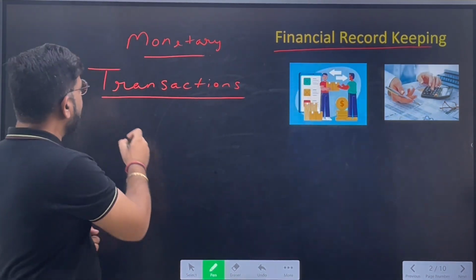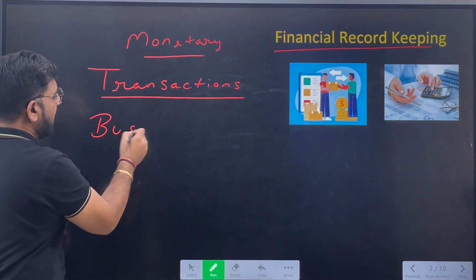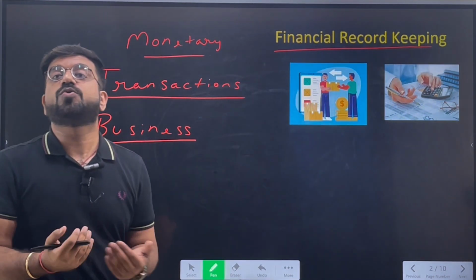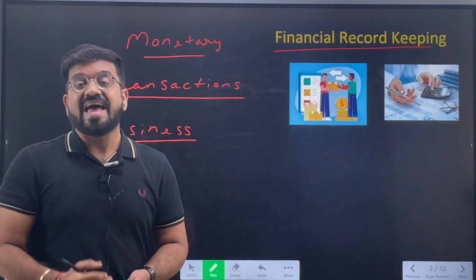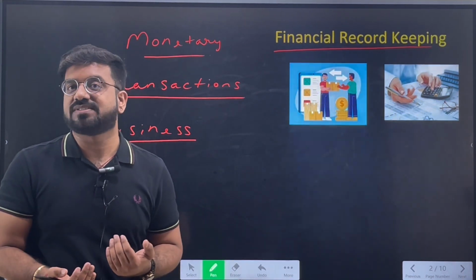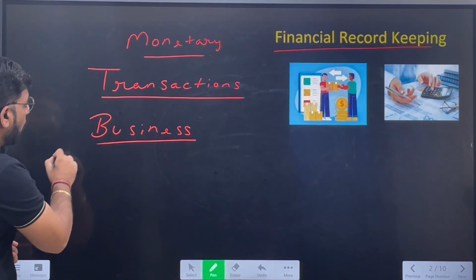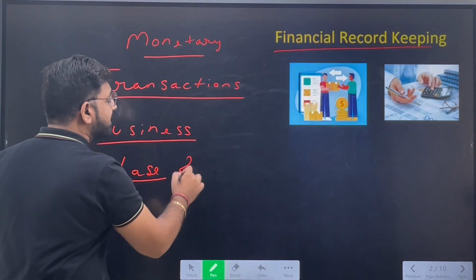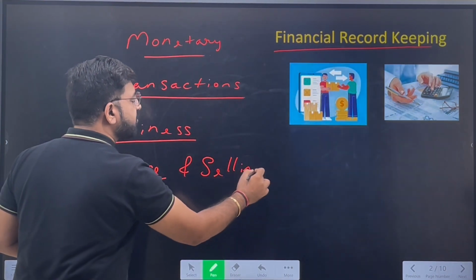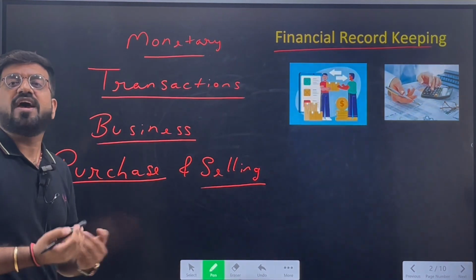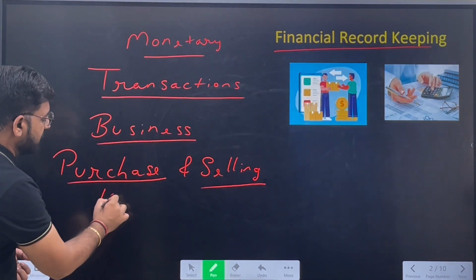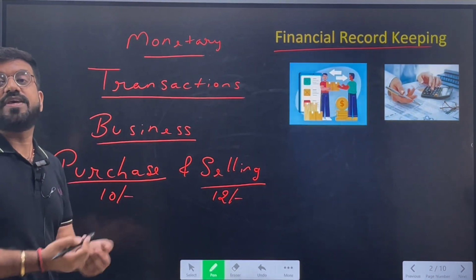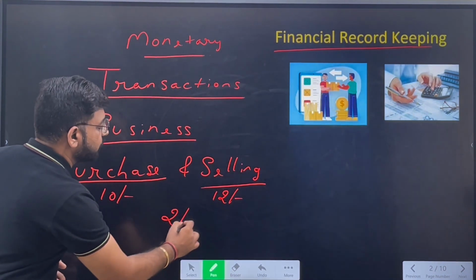Look, whenever a person starts a business, it is started with an aim to earn profits. If we want to earn profit, we will have to start a business, and for that we will have to do transactions, the purchase or the sale of goods. While purchasing and selling the goods, we exchange money. So if we have purchased an item for rupees 10 and we are selling it for rupees 12, the difference we have earned, that is our profit, that is rupees 2.